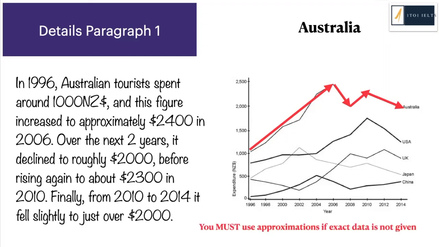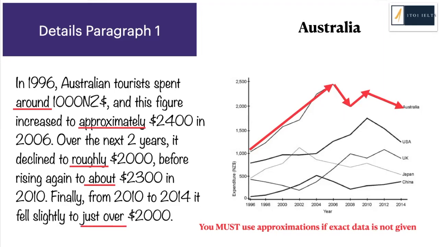You must use approximations in your writing if the exact data is not given. So in this detailed paragraph, you'll see I've actually included quite a variation of approximations. So we've got the word around, approximately, roughly, about, just over. These are really good ways to show that your data is not exact.